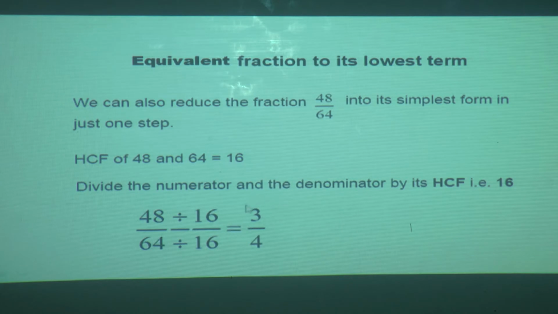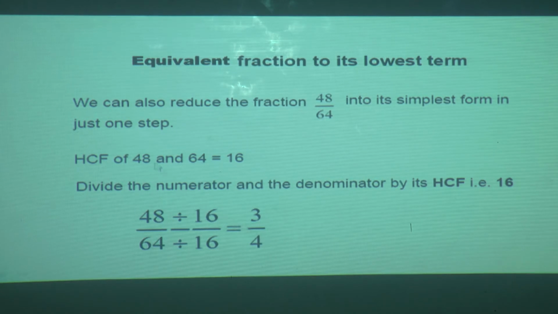So there is no need to go for a higher number or to find the HCF and then do the reduction. You can go slowly by 2, then by division by 3, whatever number you get, it should be completely divisible, giving a remainder of 0. So here, equivalent fractions to its lowest term. Here also you can take your own example, practice, and find out how to reduce into its lowest form and get a fraction.